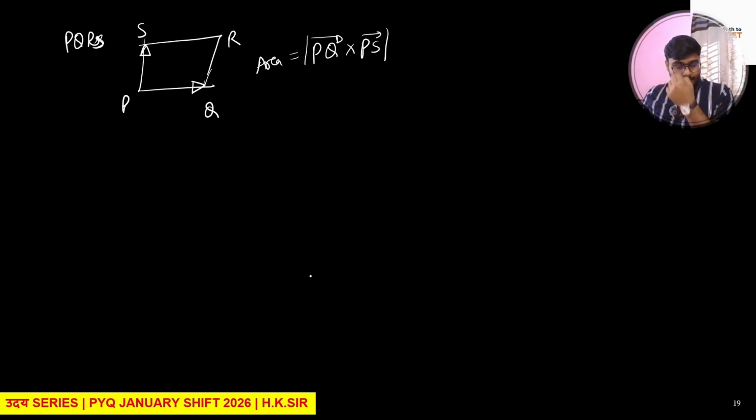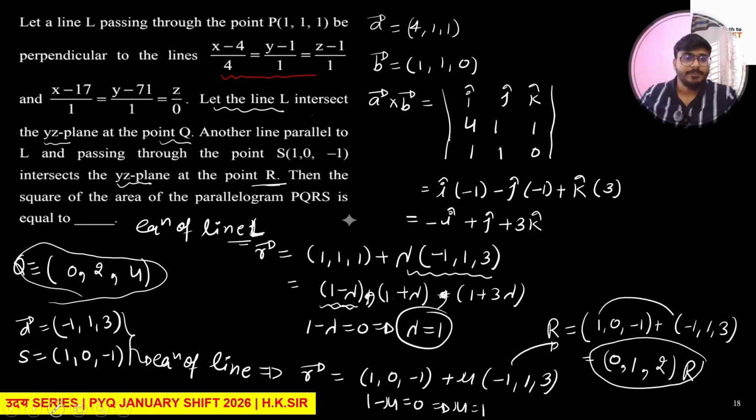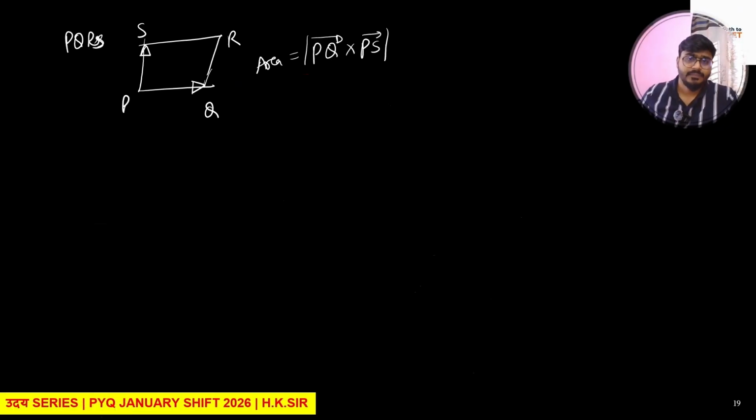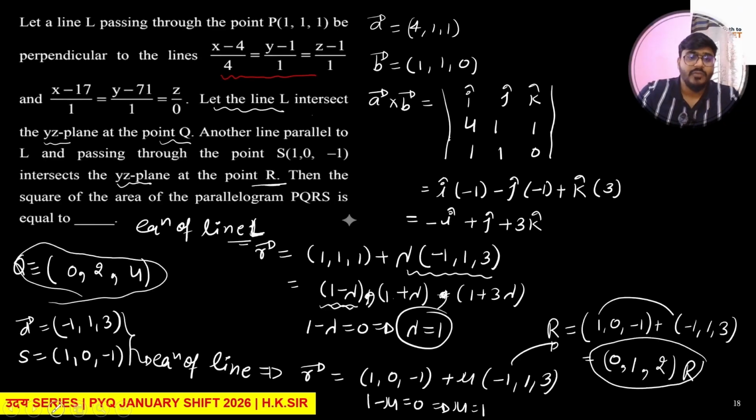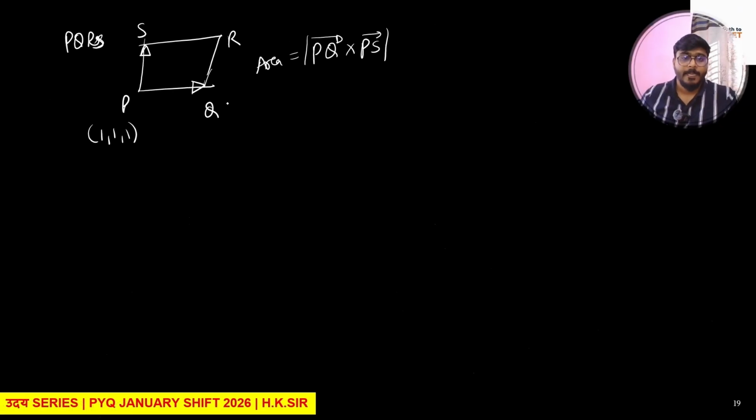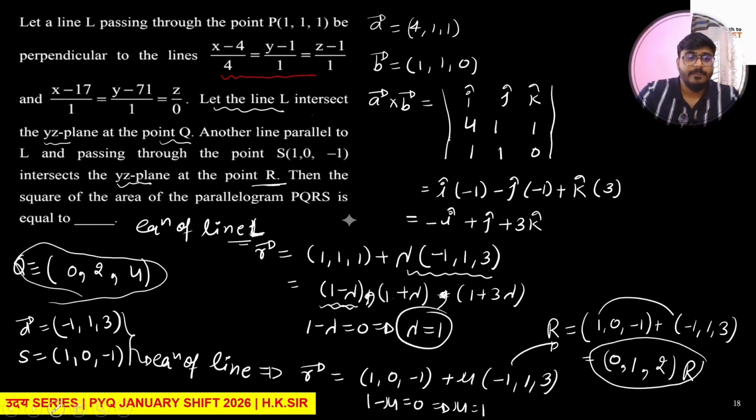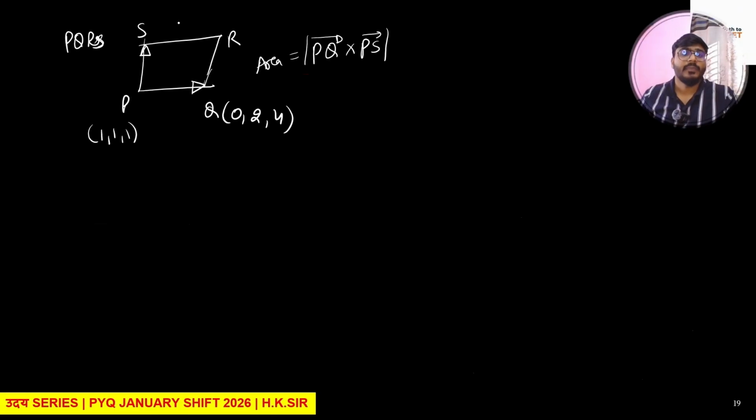What are the coordinates of P? Coordinates of P is 1,1,1. What are the coordinates of Q? 0,2,4. What are the coordinates of S? S is 1,0,-1.